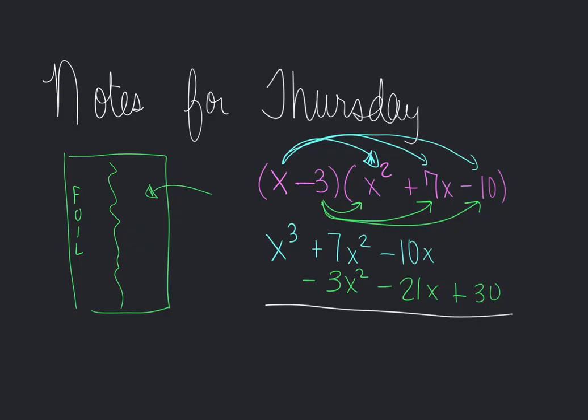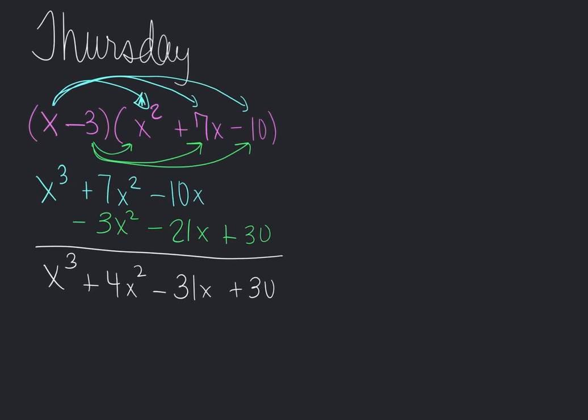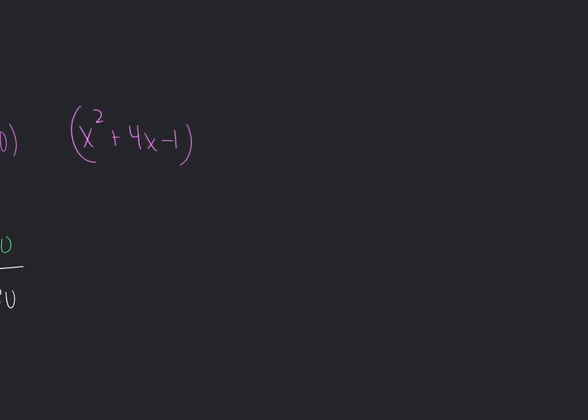I don't need to do any change or anything. It's all just great. So I have x to the third plus 4x squared minus 31x plus 30. Okay, let's do a trinomial times a trinomial. X squared plus 4x minus 1. I'm going to need a lot more space. Let's move that over. Times 3x squared minus 5x plus 8.